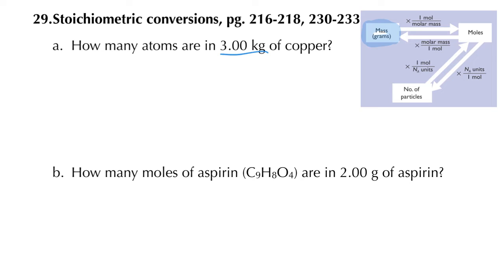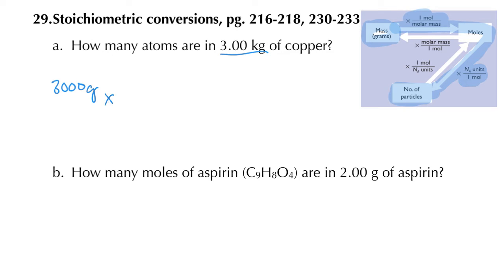Now I know kilo means 1,000, so there's 1,000 grams in a kilogram. So if I have 3 kilograms, I would have 3,000 grams. So that's the number I need to use because the box says that I need grams. Then I need to look for the box that represents what they're asking me for. They ask me for number of atoms, which is a type of particle. So I'm going to be going this direction and using these two conversion factors to set up my problem.